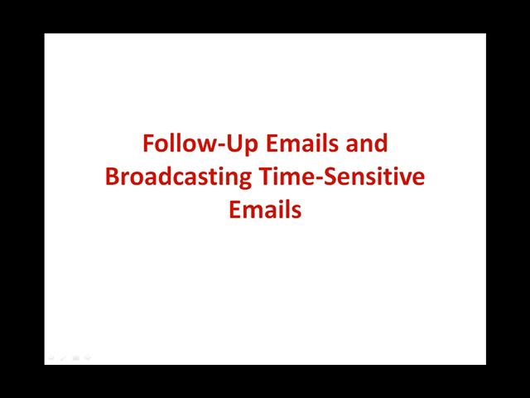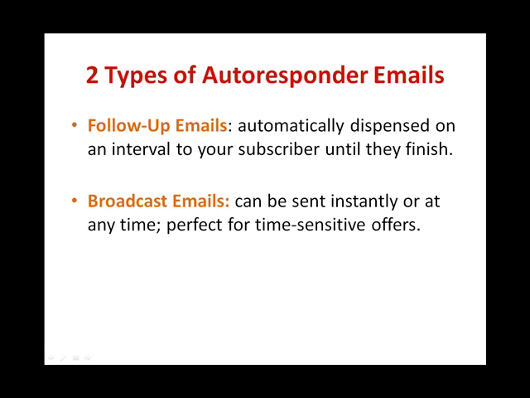The next thing I'll talk about is follow-up emails and broadcasting time-sensitive emails. There are two types of autoresponder emails. Follow-up emails automatically dispense on an interval to your subscriber until they are finished. Broadcast emails can be sent instantly and anytime. This is perfect for time-sensitive offers. You must have these two types of emails if you want to make really big income online.